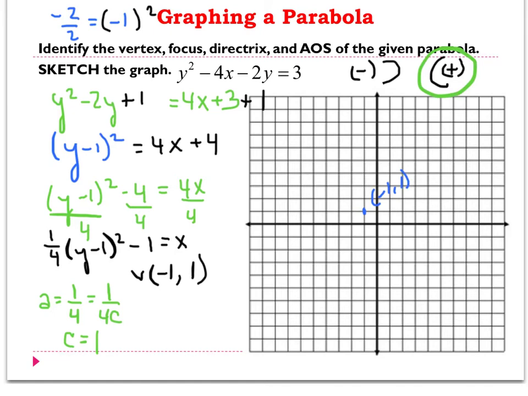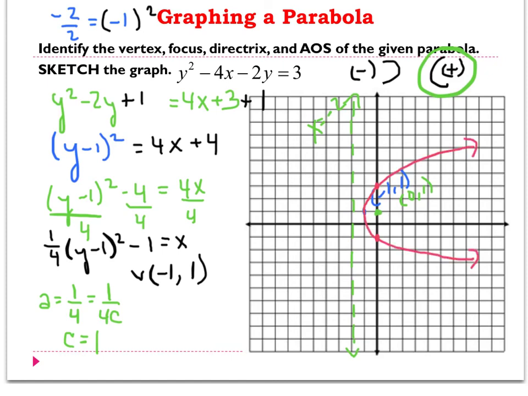And then since c is 1, and I know I'm opening to the right, my focus will be located 1 to the right, which is at 0, 1. And my directrix will be 1 to the left. So my directrix will be at x equals negative 2. Because I'm opening to the right and my parabola is located 2c away from our focus, since c is 1, I'm going to go 2 up, 2 down from my focus to get 2 more points on my parabola.